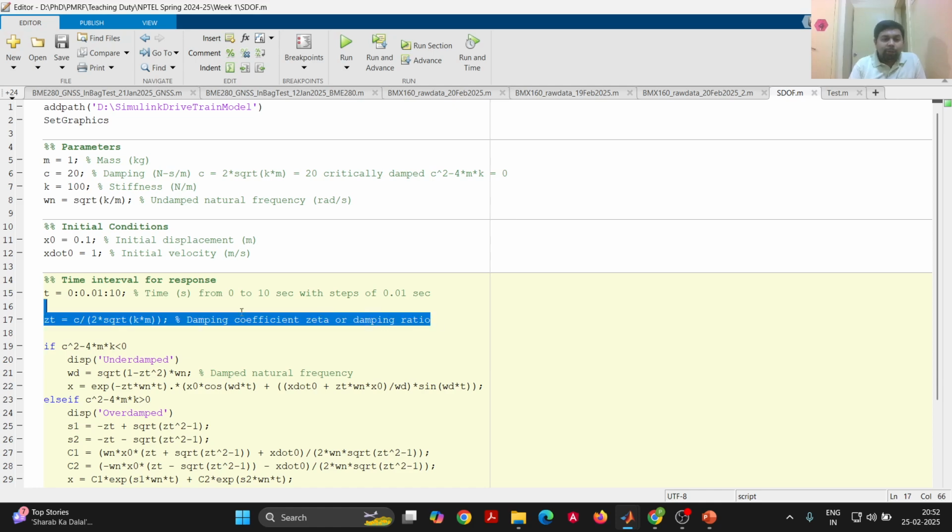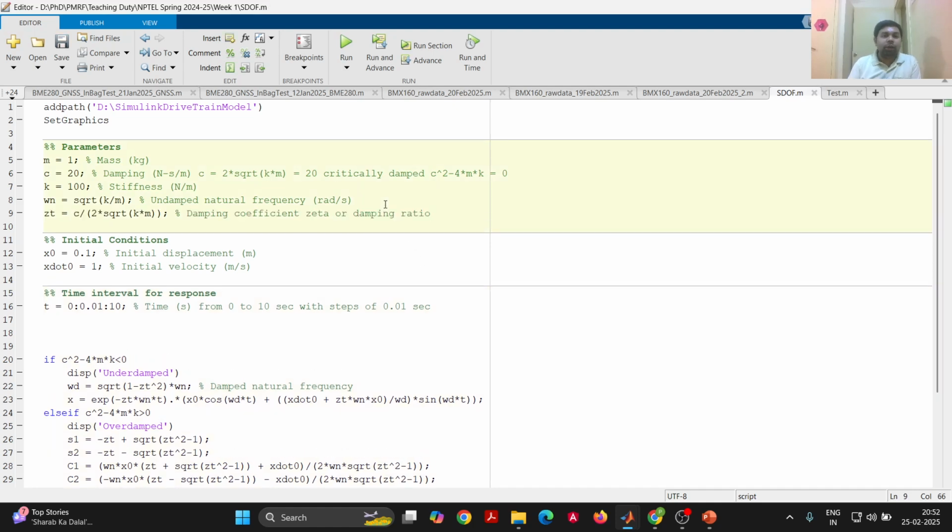Now the other parameter which we have is the damping coefficient zeta, or the damping ratio. This is again another model parameter itself, so we'll transfer it to the parameters section.